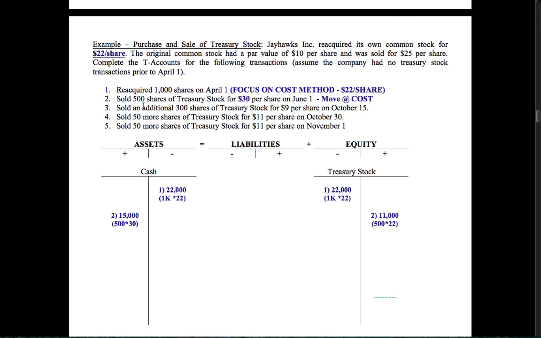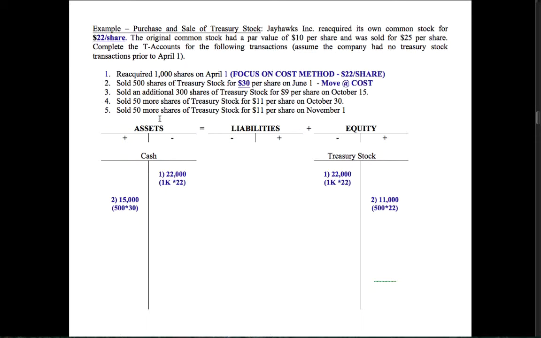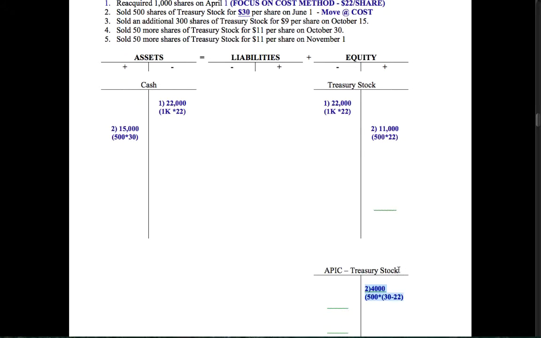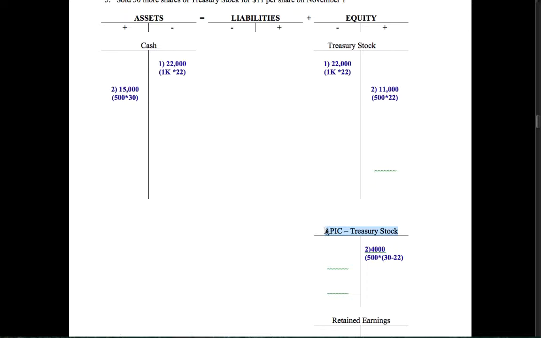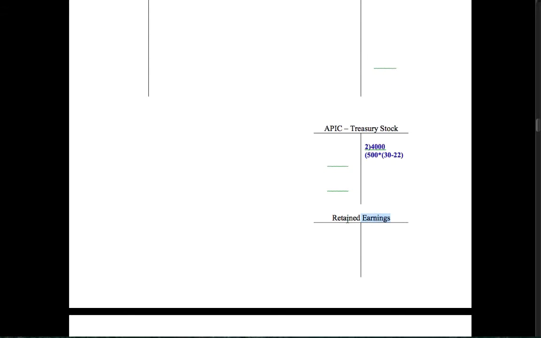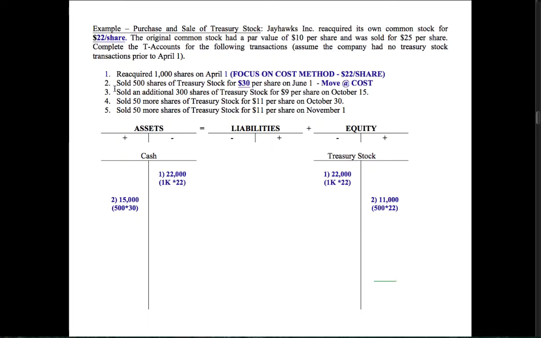Now, let's go on to number 3. So 3, 4, and 5, the entries are made very similar to what we just did for number 2. However, there is a point in time where the treasury stock additional paid-in capital account here will run out, and we will then have to reflect balances in retained earnings. So for number 3, we sell an additional 300 shares of the 1,000 we just acquired. So after this transaction, we will only have 200 shares left.